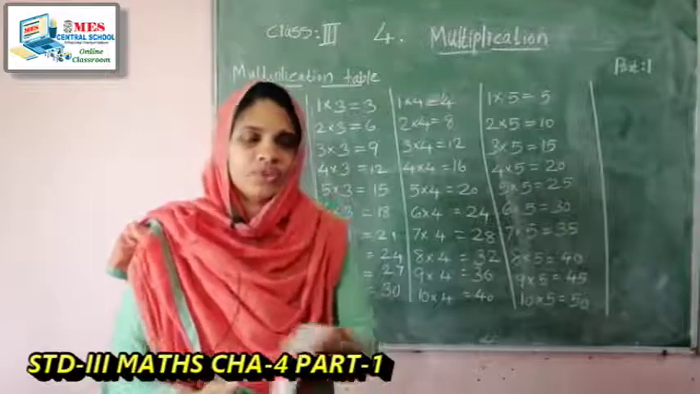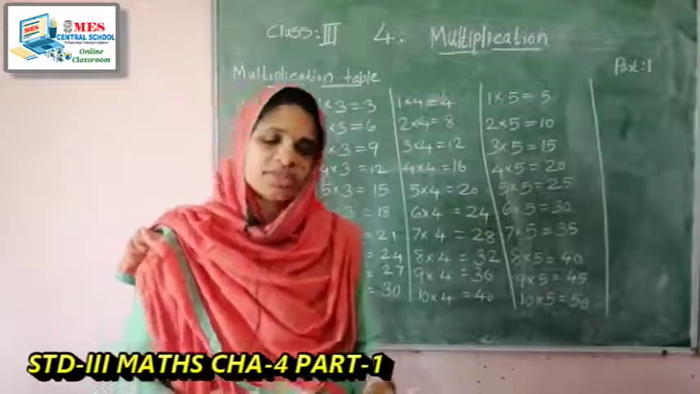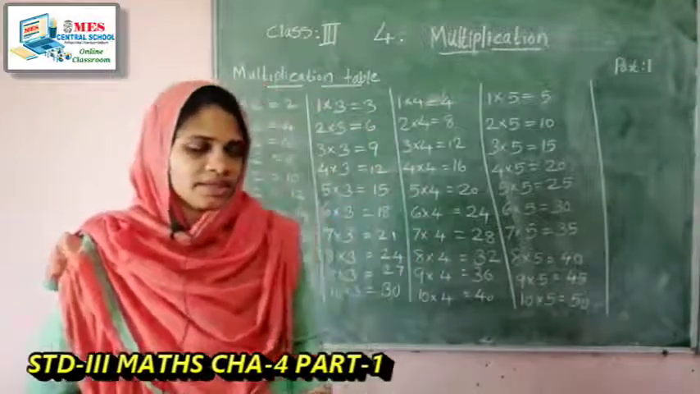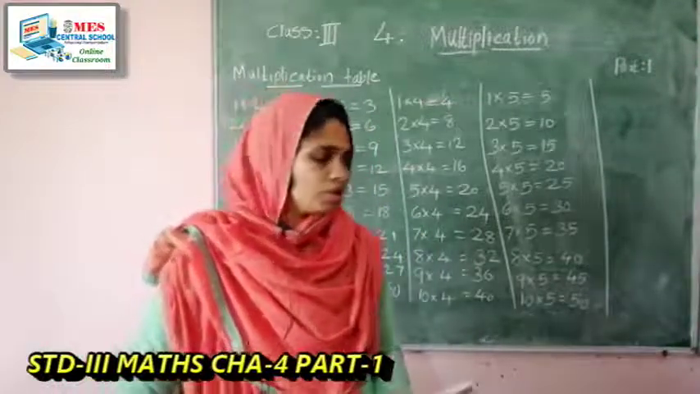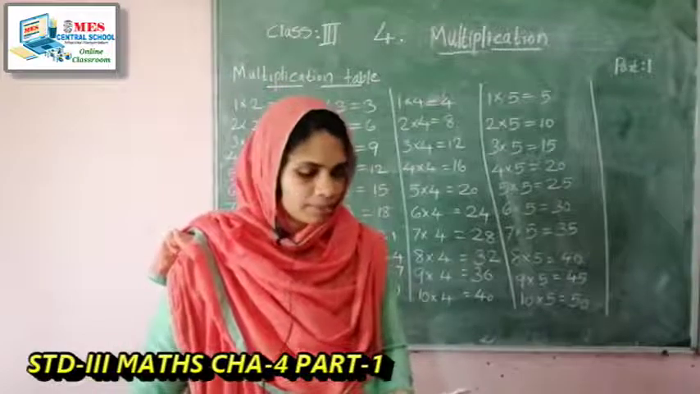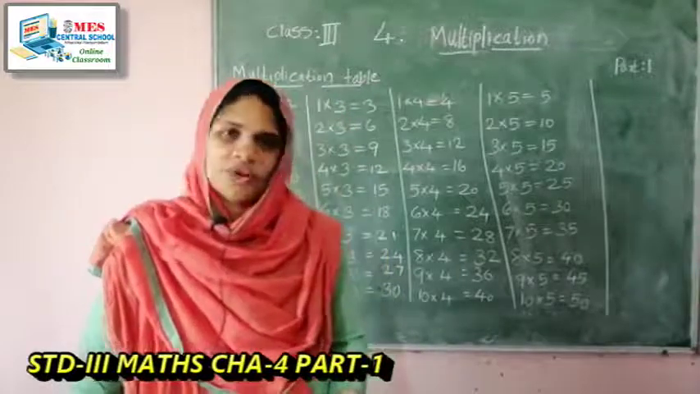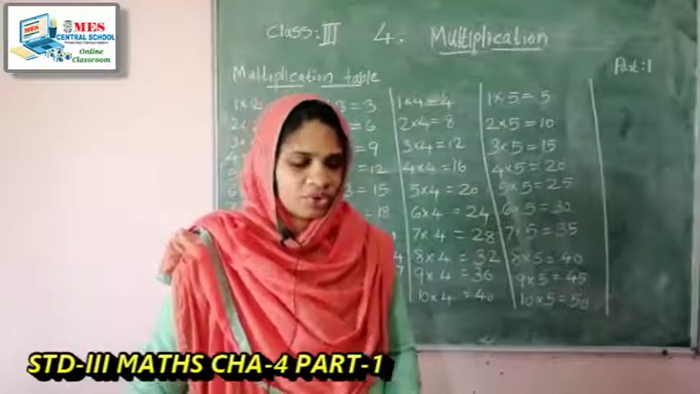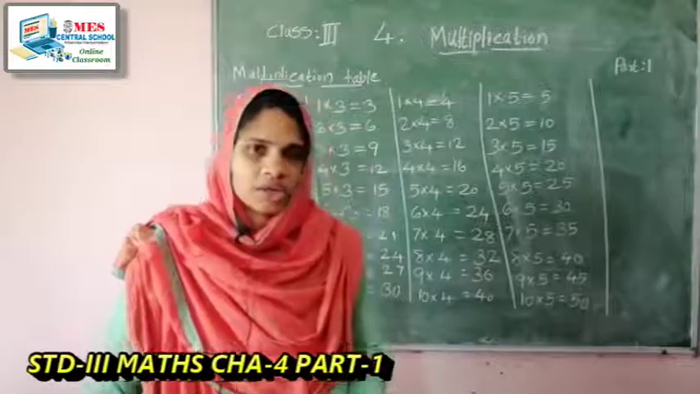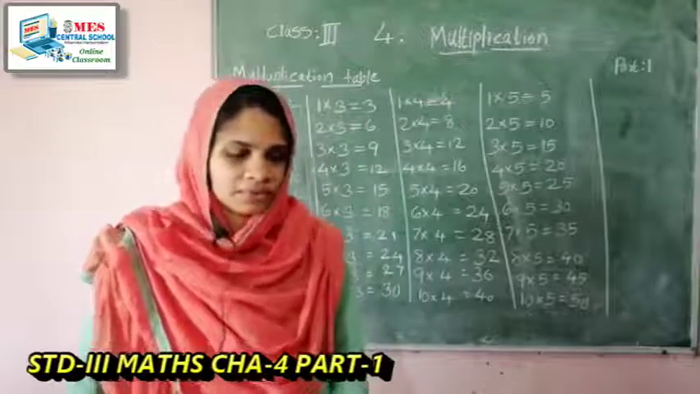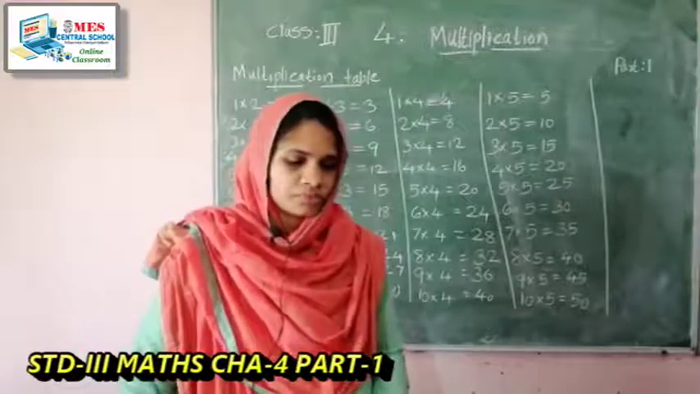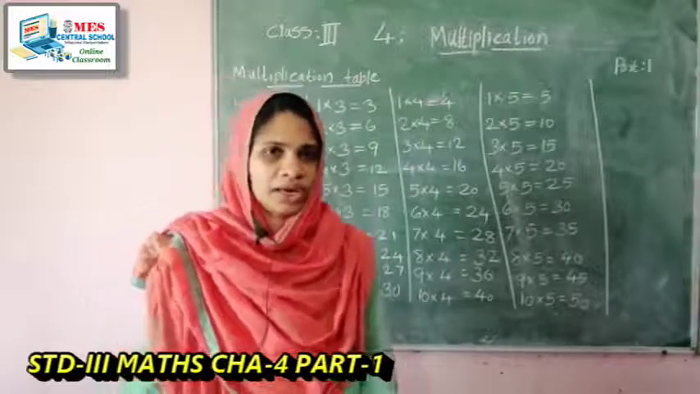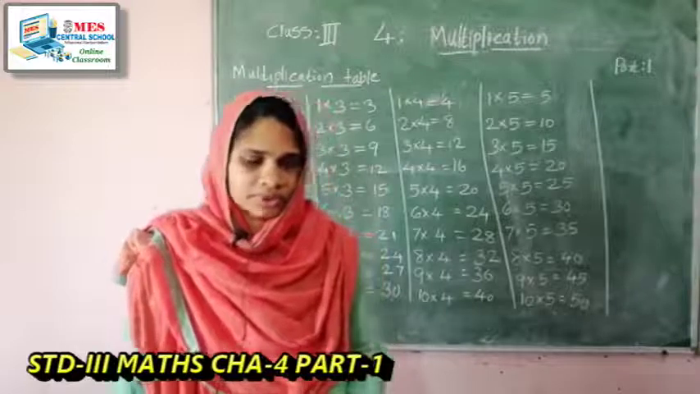Then take the next page. That is checkpoint questions. These are also based on the multiplication tables up to 5. First one, 3 into 5 is 3 times 5. That answer is already given there. 3 into 5 is 3 times 5, or 5 plus 5 plus 5. 3 times 5 means you can add 5 three times. 5 plus 5 plus 5.